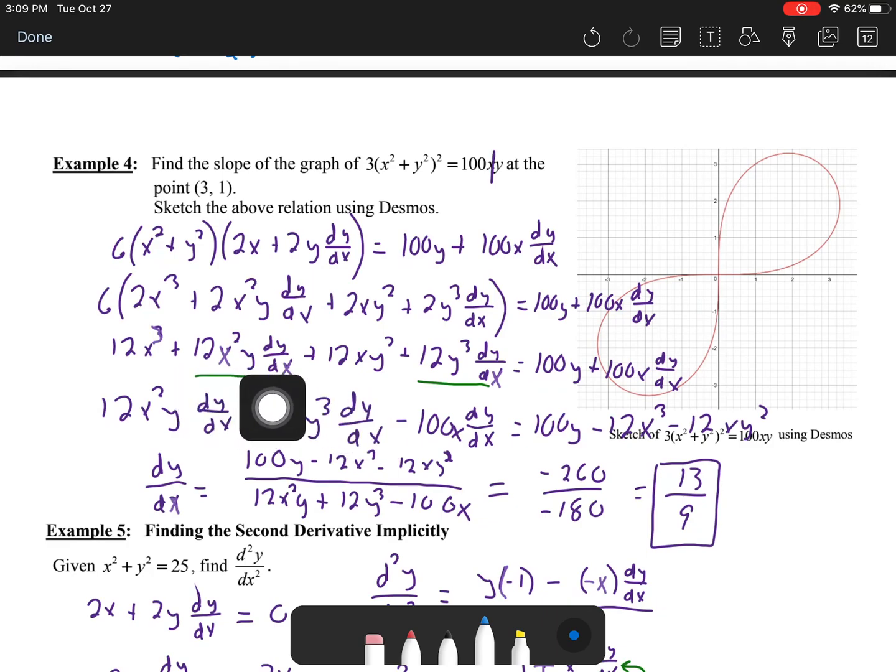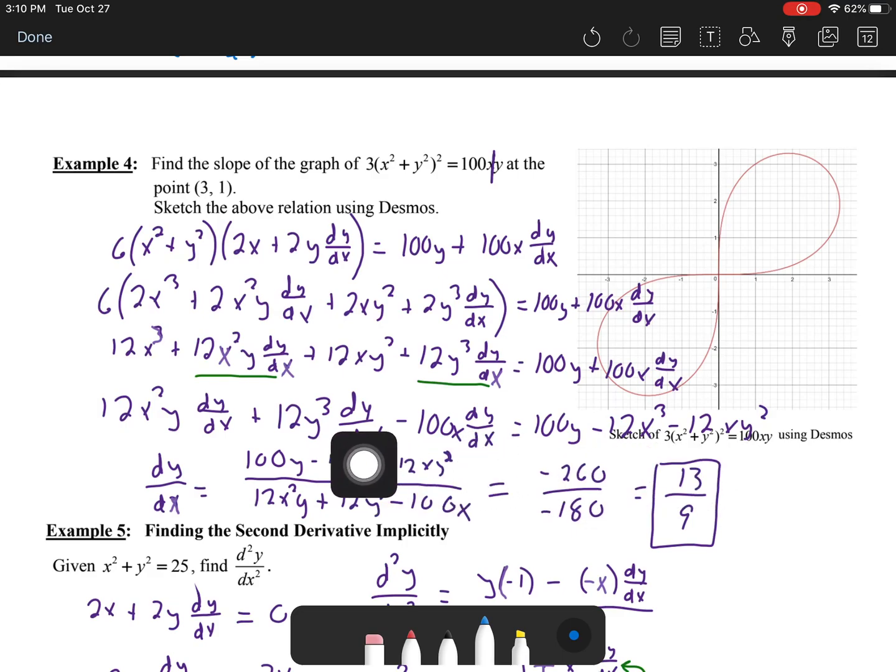I've got a 12x squared y dy dx and a 12, let's see here. Well, these are not like terms, but these are the terms that contain the dy dx. So I'm just going to keep those on the left side of the equation. All right, and then this term over here with dy dx, I also want to move over to the left side of the equation as well. So this term stays here, this one is here, and then the plus 100x dy dx, I subtracted that to bring that over. Okay, and then these two terms that did not contain dy dx, I moved those over to the right side of the equation.